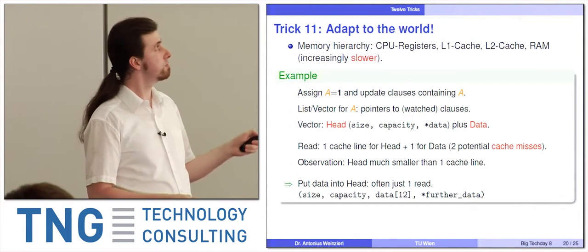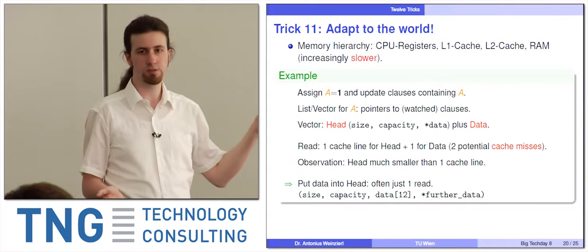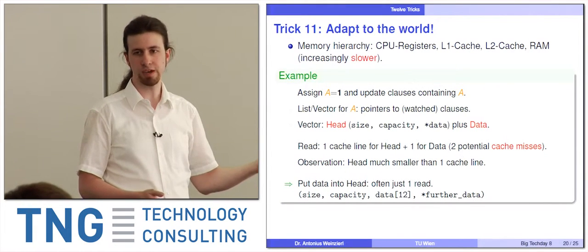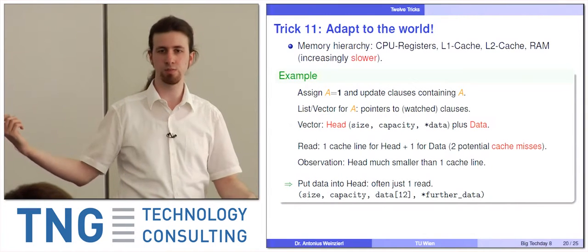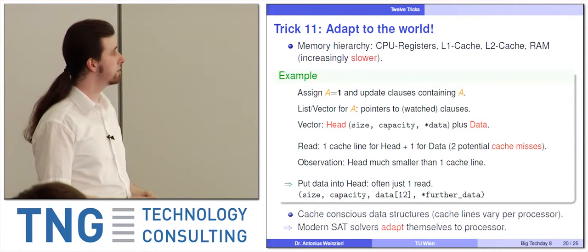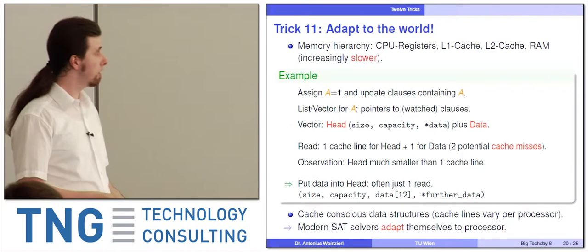This means that if A is only occurring in 12 clauses, then we only need 1 read for the head of this vector and not a second one for the data, because some of the data is already in our level 1 cache. So this helps to avoid many cache misses.